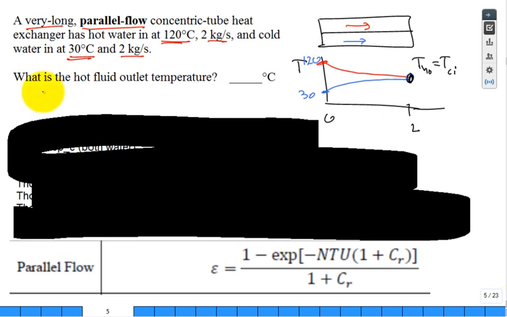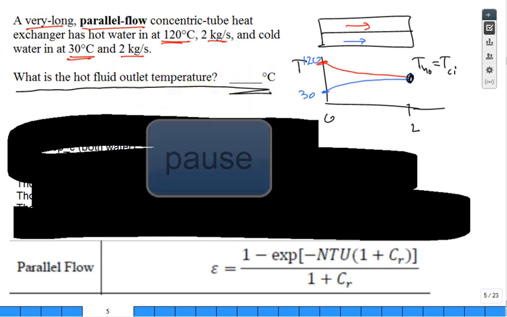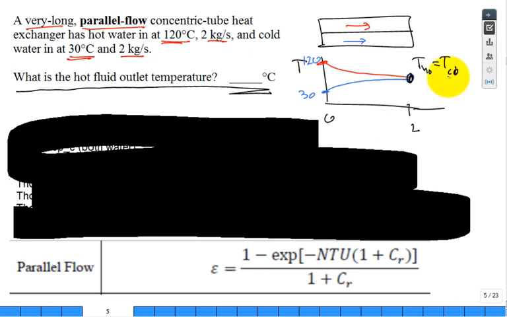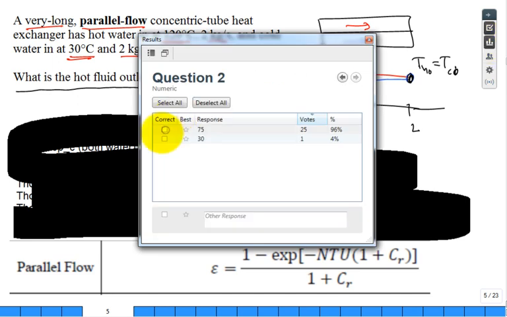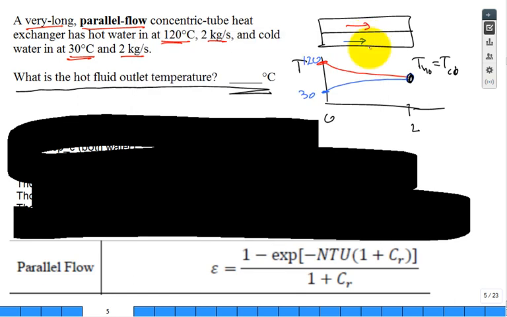So let me do this. I'm going to ask another one. What is the hot fluid outlet temperature in this case? And for the vast majority of you, congratulations. So very good. 75. How did you do that? You're a genius. Well, let me do this. Can we use the equations and the method we just learned to do the same thing?